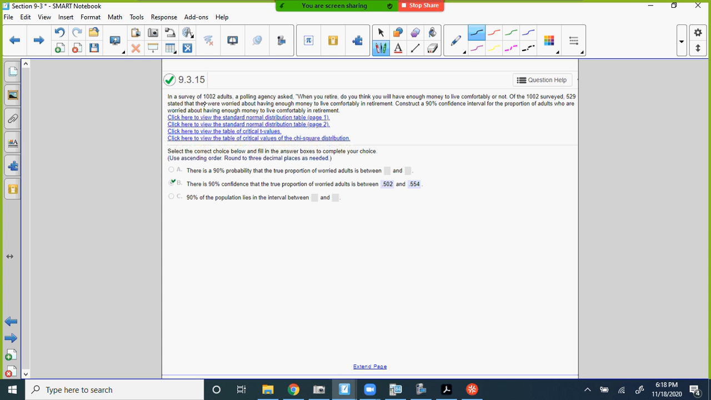Surveyed 1,002 adults. A polling agency asked, when you retire, do you think you have enough money to live comfortably? Out of 1,002 surveyed, 529 stated that they were worried about having enough money to live comfortably in retirement. Construct a 90% confidence interval. Just from that, they didn't tell me what the mean was, what the standard deviation was, or what the degrees of freedom was, did they? They just said, hey, we took 1,002 people and 529 of them said this. That's the simplistic purpose of a one proportional Z interval, right?